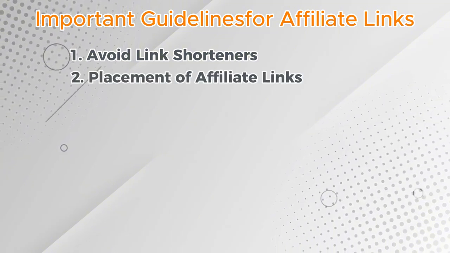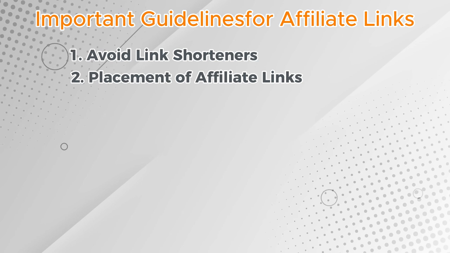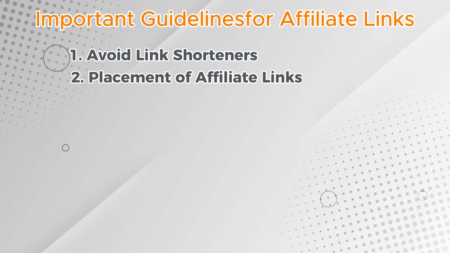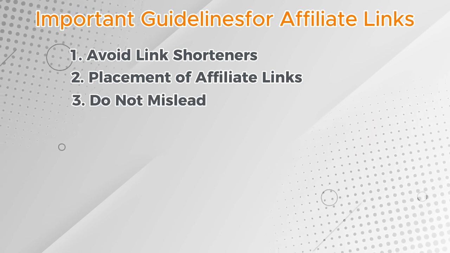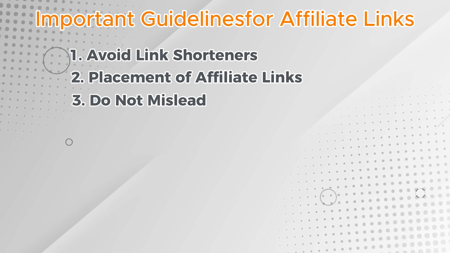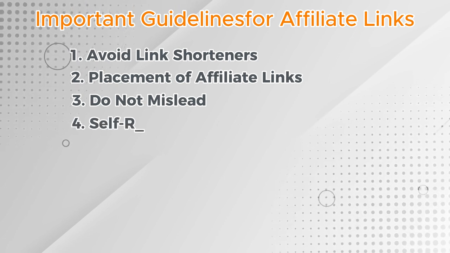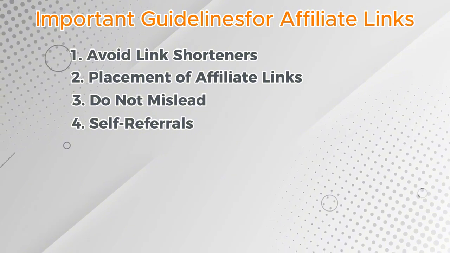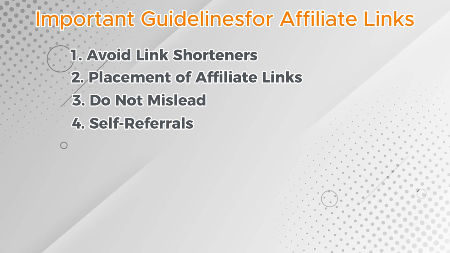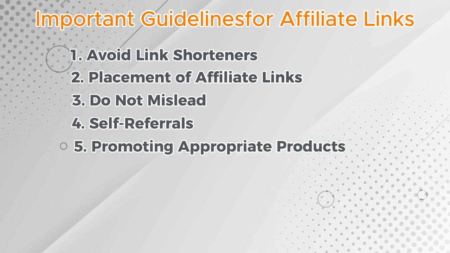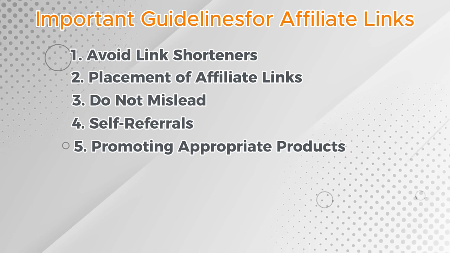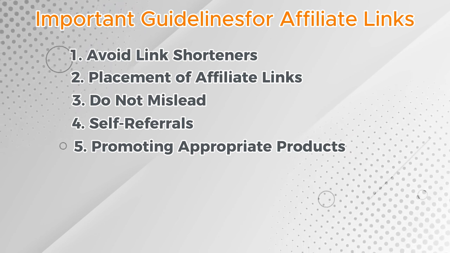2. Placement of affiliate links. Do not place affiliate links in PDFs, ebooks, emails, or private groups. Instead, keep them on public platforms. 3. Do not mislead. Do not ask people to click your links merely to support you. Amazon strictly prohibits this practice. 4. Self-referrals. You cannot purchase products using your own affiliate link, as this is considered self-referral. 5. Promoting appropriate products. Refrain from promoting any products that may be deemed offensive to children. By following these rules, you'll be on the right track to success.